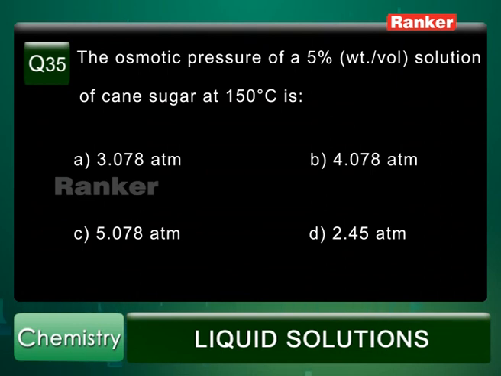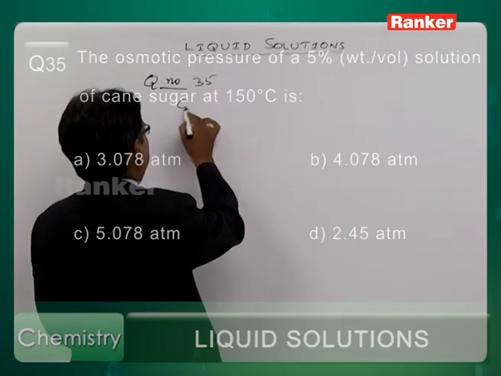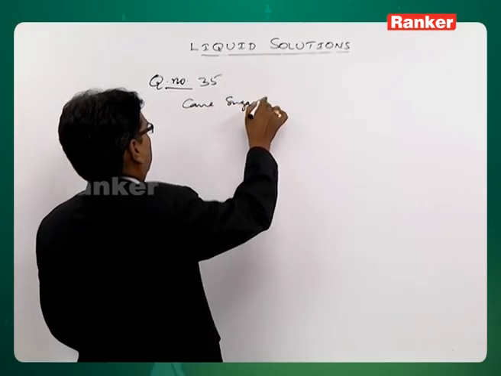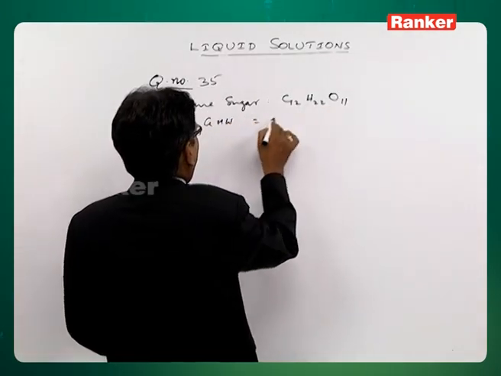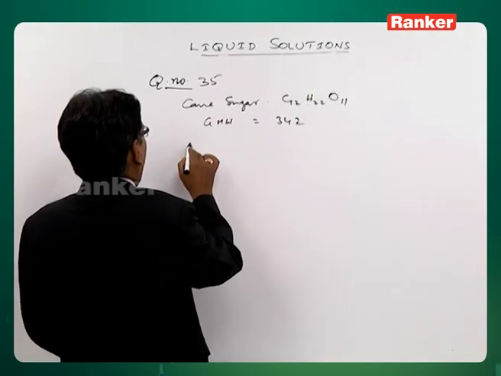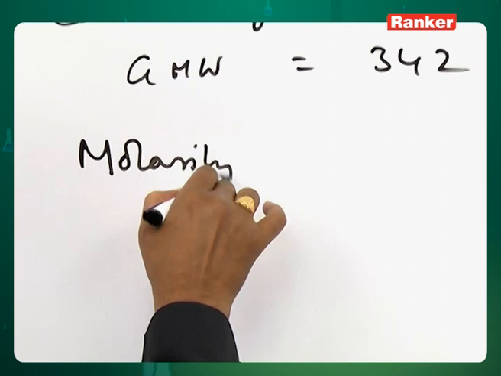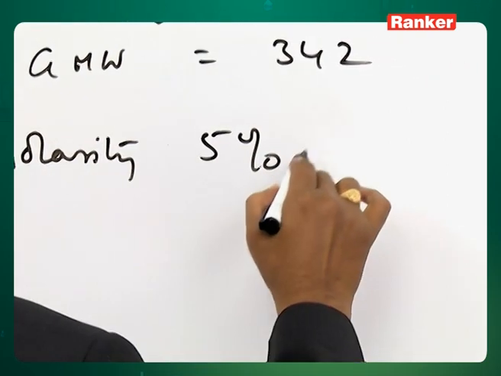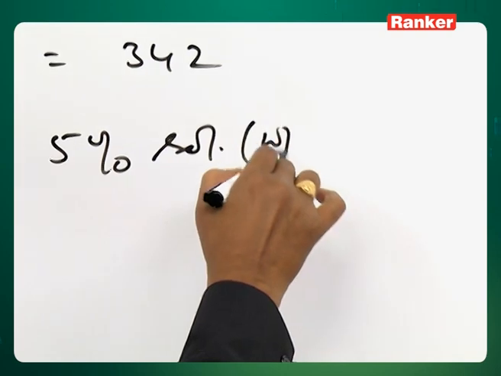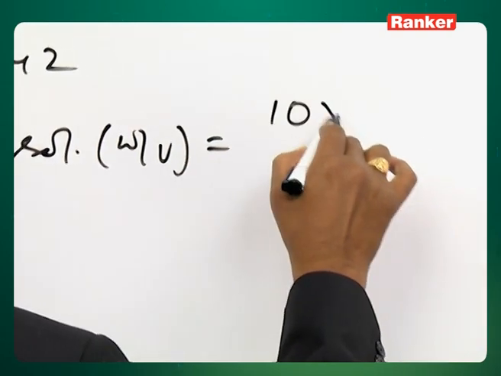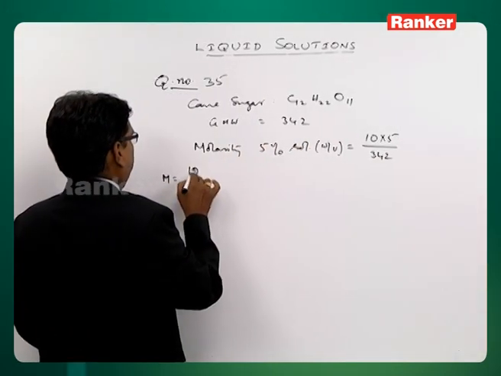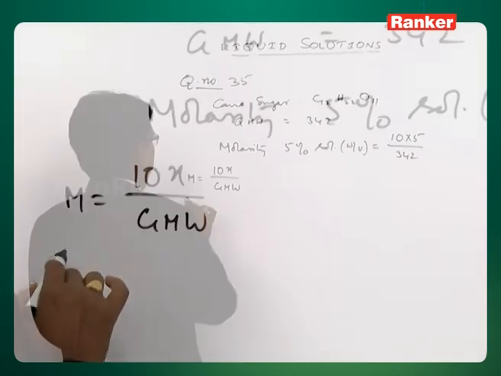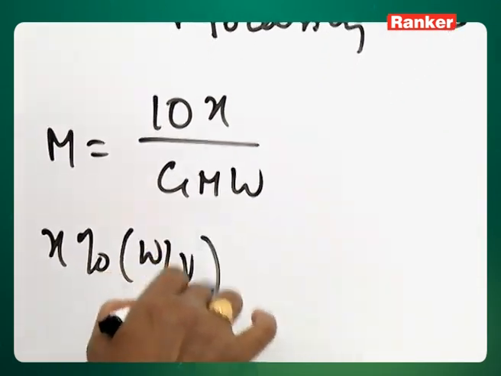Now, in question number 35, it is given the osmotic pressure of a 5% weight by volume solution of cane sugar. First of all, cane sugar is C12H22O11. Its molecular weight is 342. Then the molarity of a 5% weight by volume solution is 10 into 5 by 342, because molarity is equal to 10x by gram molecular weight, where x percent weight by volume solution is given.